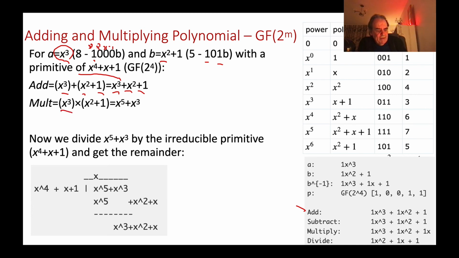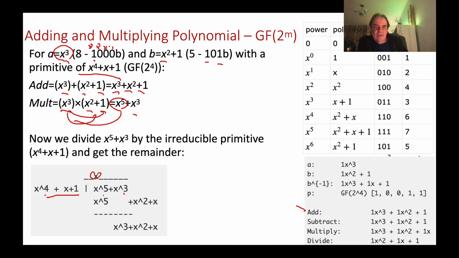Now our multiply becomes x cubed times x squared plus 1. And then that becomes x to the 5 plus x to the 3. So now we have a power which is greater than x to the power of 4. So we now need to divide that by our primitive. So again, we do the same. x to the power of 5 plus x to the power of 3 divided by x to the power of 4 plus x plus 1.